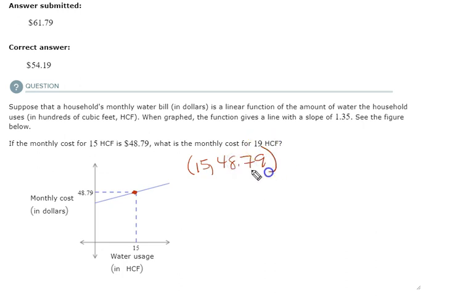4879. And they say the slope, they've already worked out the slope for you here, which is this. So we have the equation then, and we're using this form, y equals mx plus b. Now we have the slope. That's going to be 135. Now we have our x value, which is 15 here.